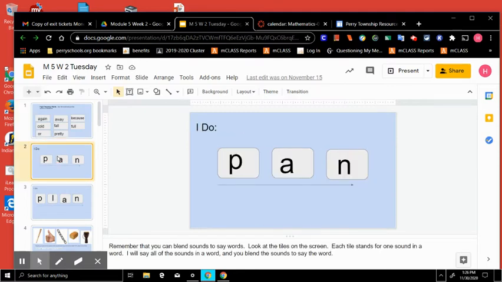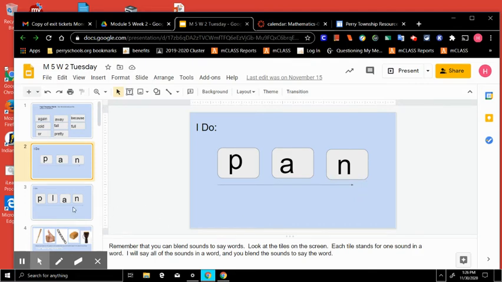Next, we are going to learn that we can blend sounds to say words. Look at the tiles on the screen. Each tile stands for one sound. I will say all the sounds in the word, and you will blend the sounds to say the word. So if I said p, a, n, my whole new word is pan.